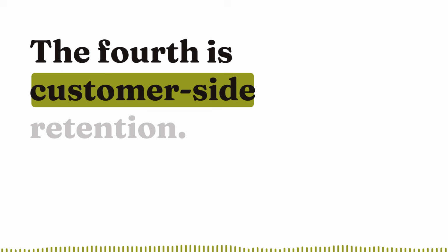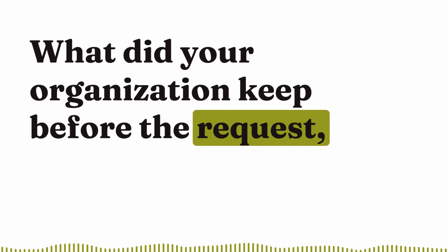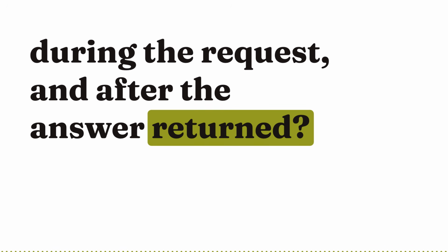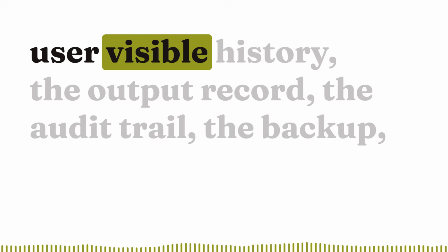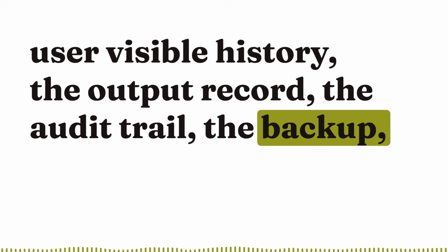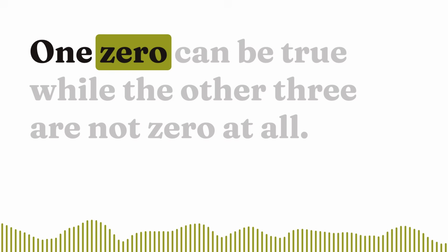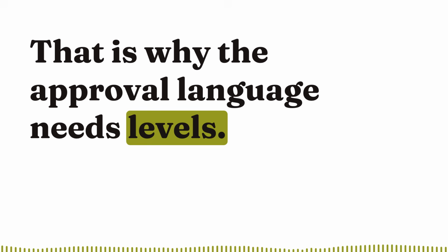The fourth is customer-side retention. What did your organization keep before the request, during the request, and after the answer returned? This includes the source object, the application log, the user visible history, the output record, the audit trail, the backup, and the copy somebody pasted into chat. 1 0 can be true, while the other three are not zero at all. That is why the approval language needs levels.